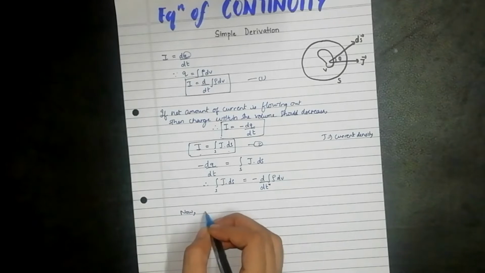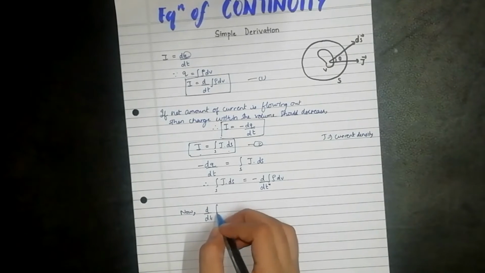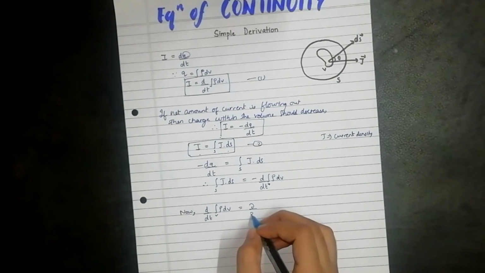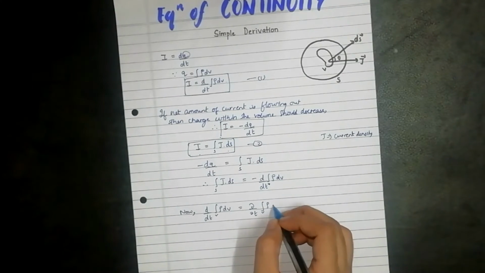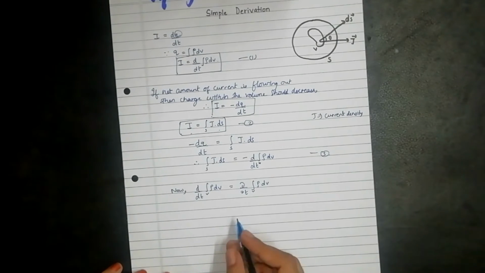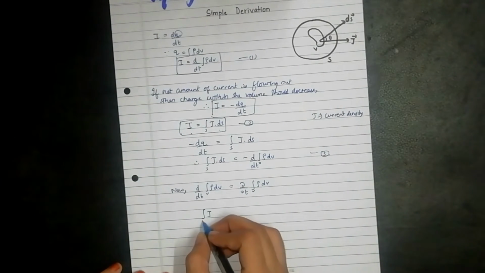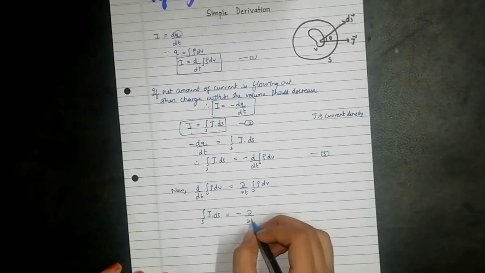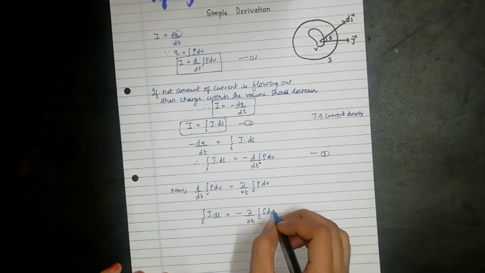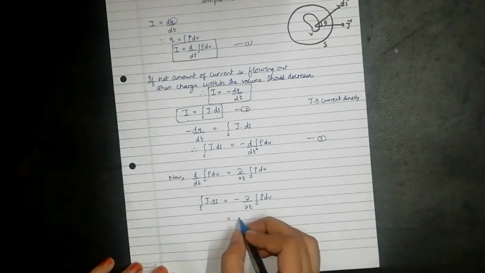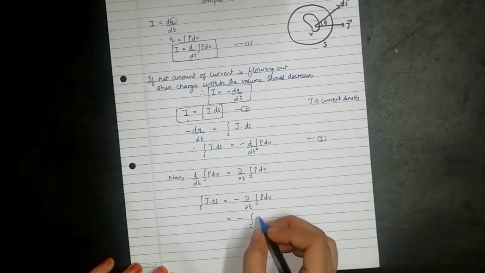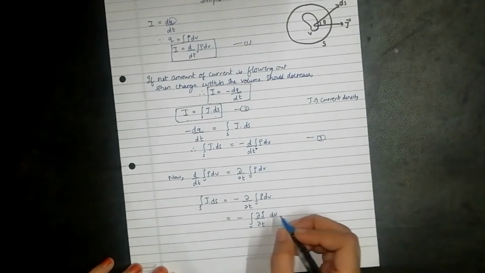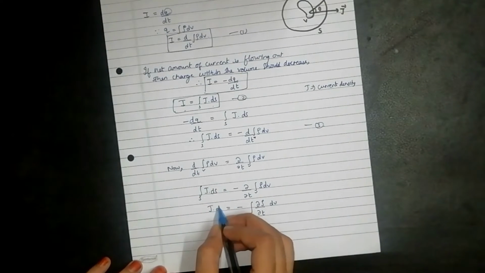Now d by dt of the integral of rho dV can be written as dou by dou t of rho dV. This is equation 3. The surface integral of J dot ds is equal to minus dou by dt of the integral of rho dV. This can be written as minus the volume integral of dou rho by dou t dV, and here I have J dot ds.